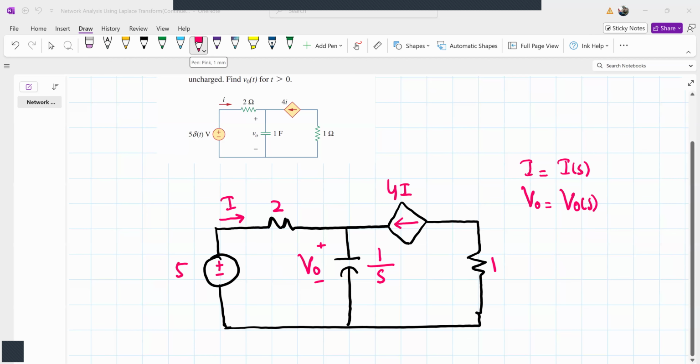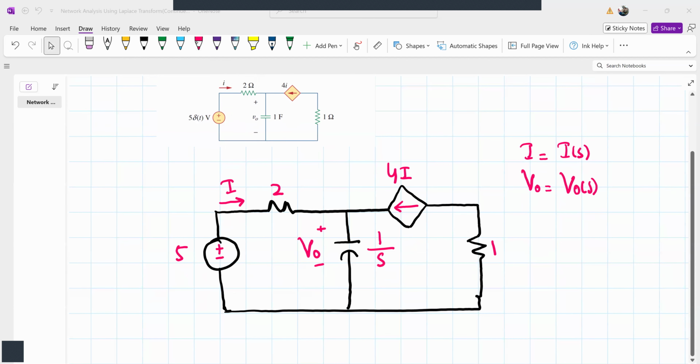Our goal is to find v0(t). As our goal is to find v0(t), we'll first find V0(s), or simply V0 here. So what is the total current flowing here? From this side we have I, from this side we have 4I. So I plus 4I is 5I. The total current flowing in this branch will be simply 5I.